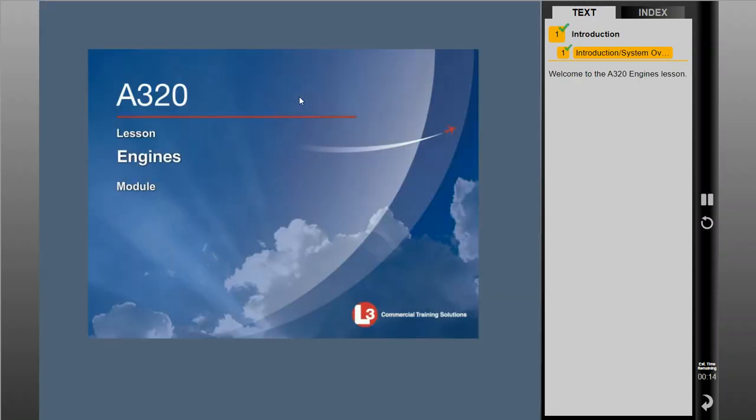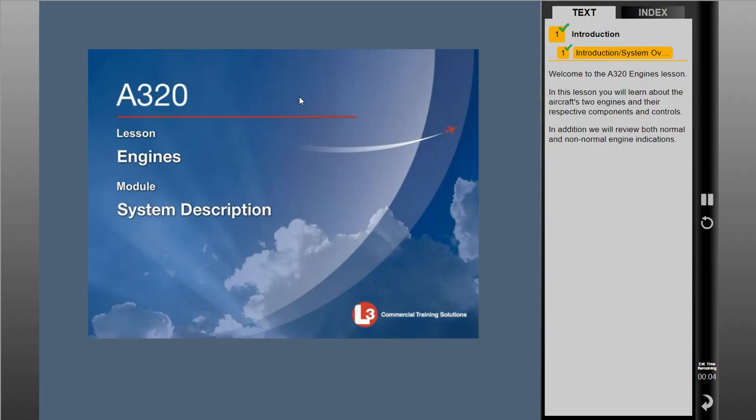Welcome to the A320 engines lesson. In this lesson, you will learn about the aircraft's two engines and their respective components and controls. In addition, we will review both normal and non-normal engine indications.